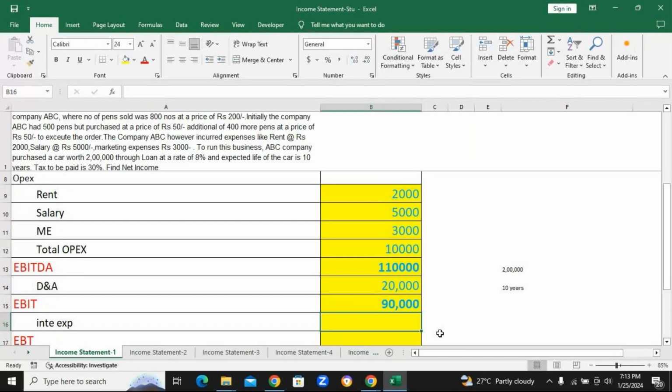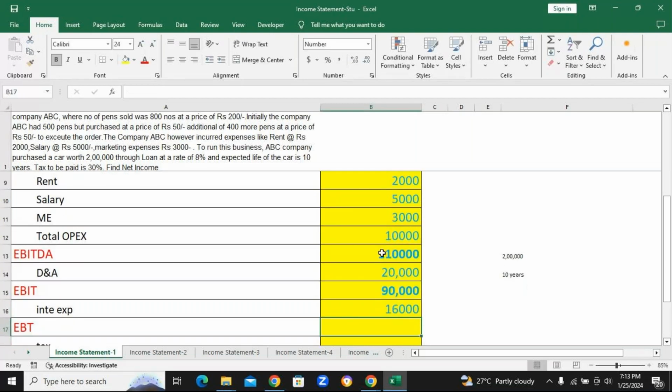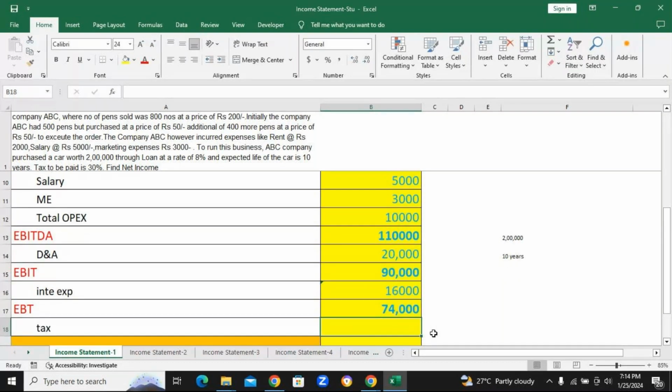Interest expenses. So for this 2 lakh worth loan that I have taken, I am paying the interest at 8%, equals 2 lakh into 8%. So that is 16,000 interest I am paying. So earnings before tax equals 90,000 minus 16,000, that is 74,000.